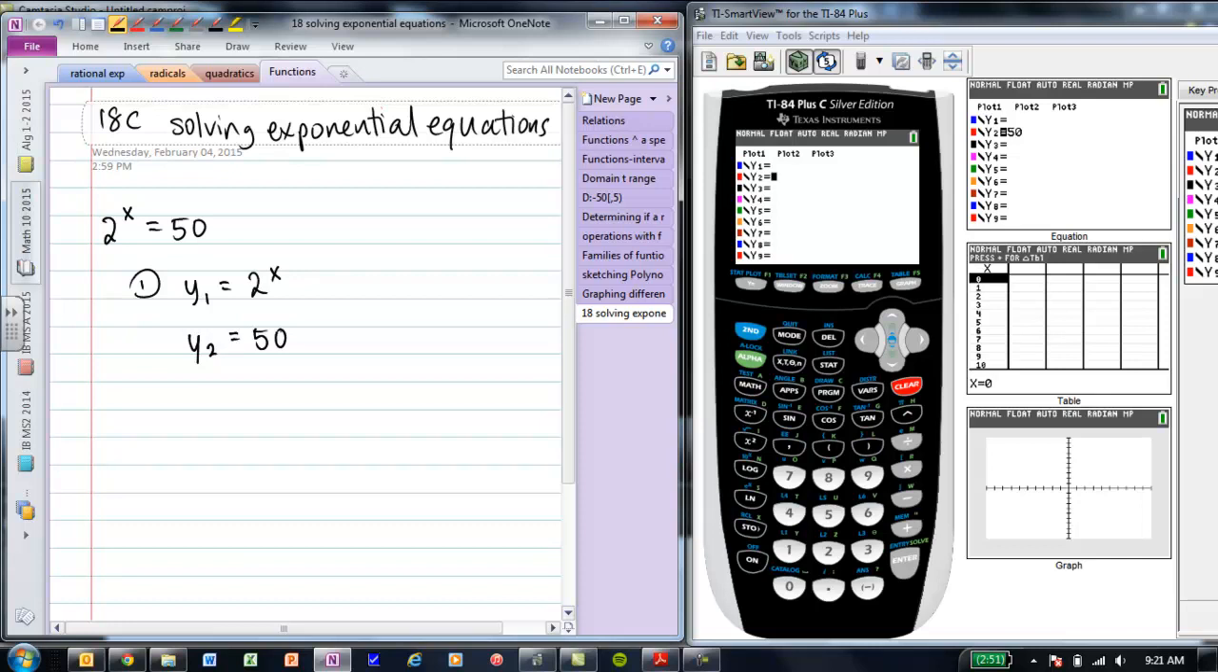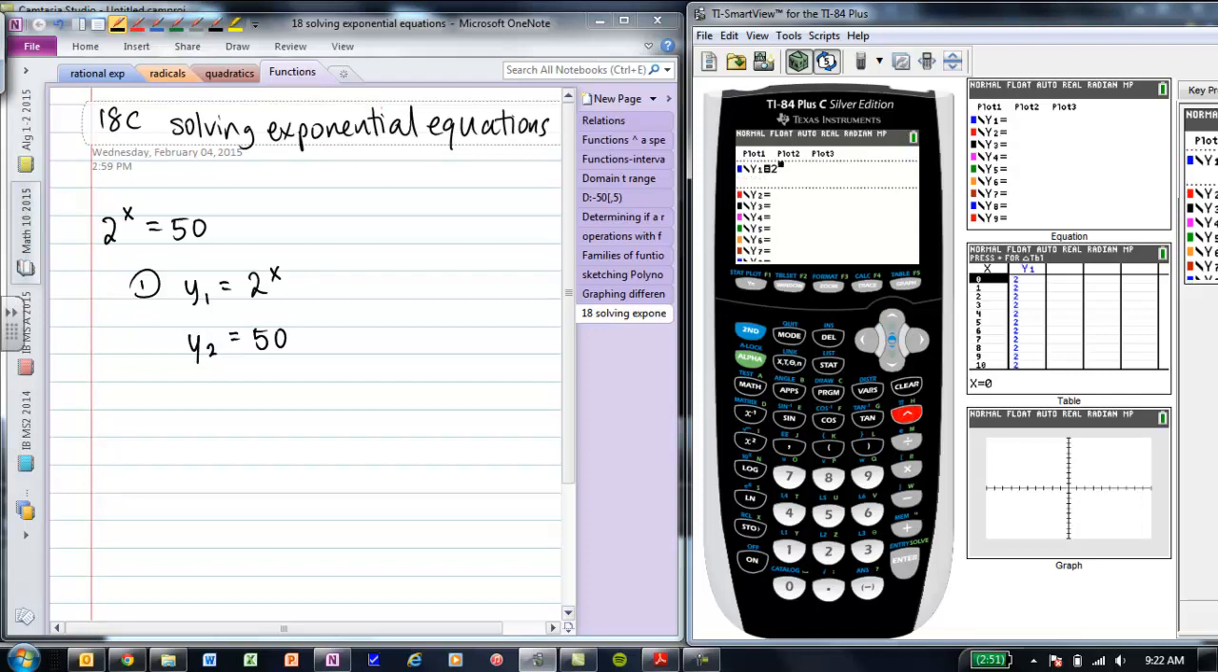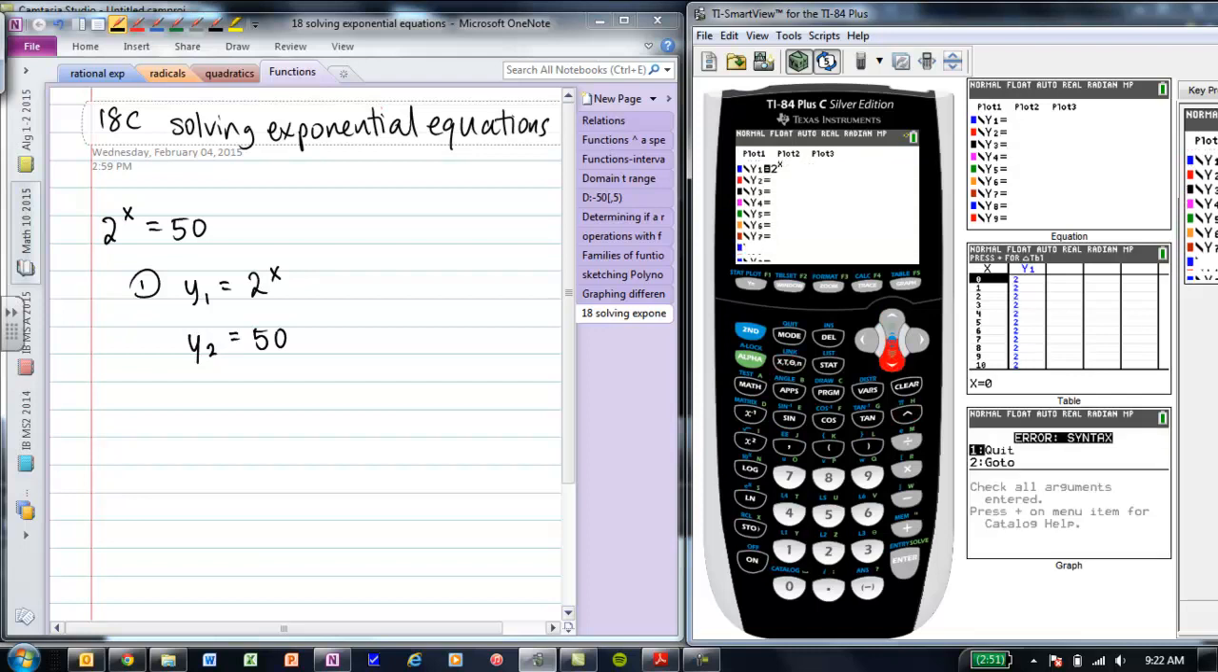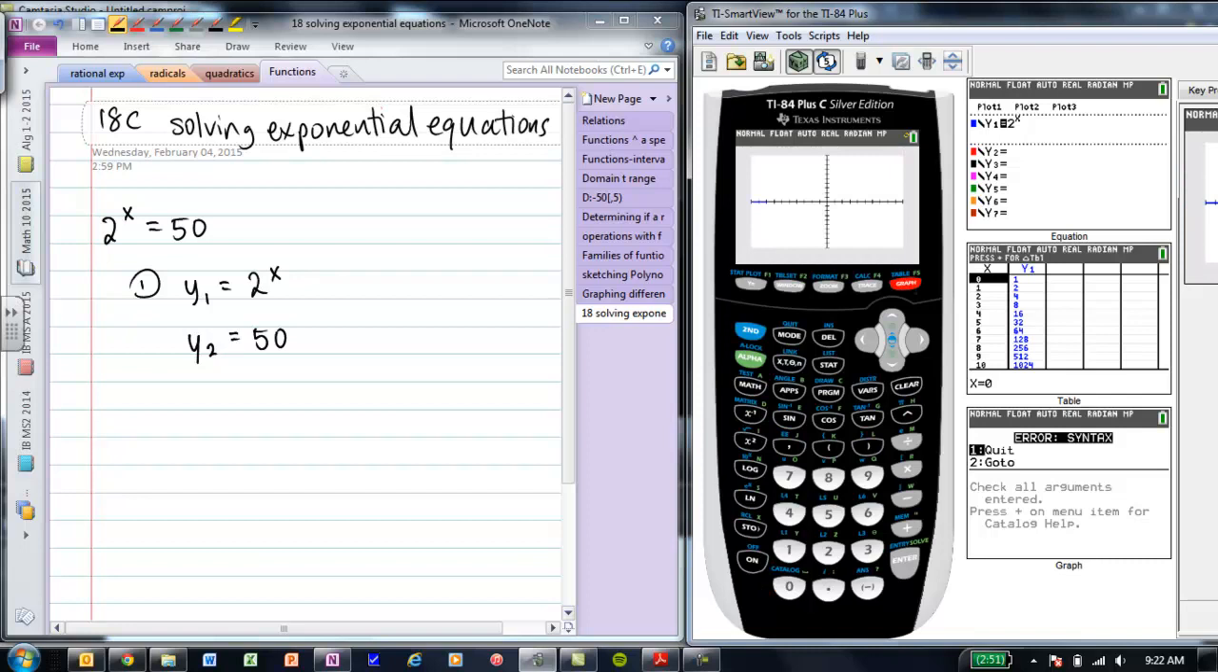So if I go to my calculator in y equals, I type 2 to the x, and in y2 I type 50, and I graph it. The blue line there is the 2 to the x curve. And y equals 50 is not showing up because of my window. So what I want to do is change my window.